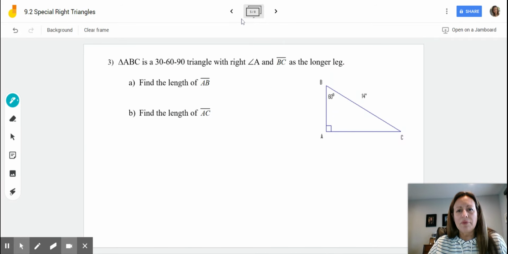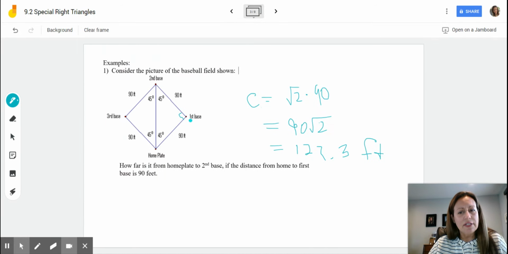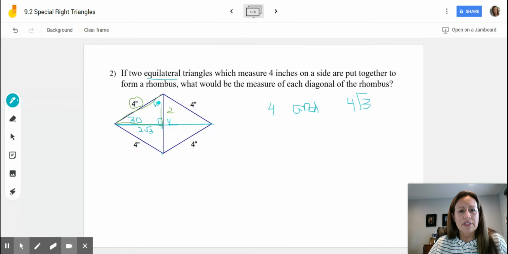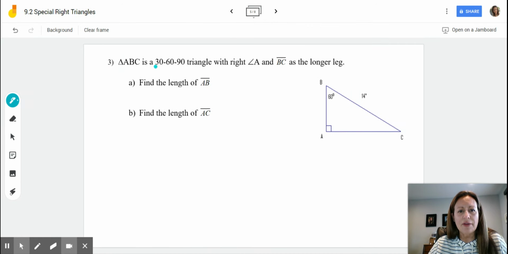So we've done an example with a 45, 45, 90 triangle, and we've done one with a 30, 60, 90 triangle. Now let's just practice a little more. In this 30, 60, 90 triangle, the right angle is A, and BC is not the longer leg the way that it's labeled here. It should really say AC is the longer leg. Fix that on your notes. As we can see in the diagram, BC is the hypotenuse. So, typo, sorry about that.